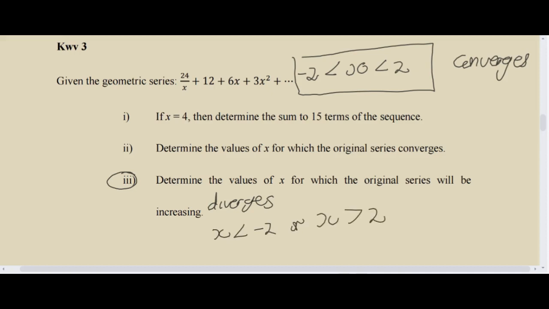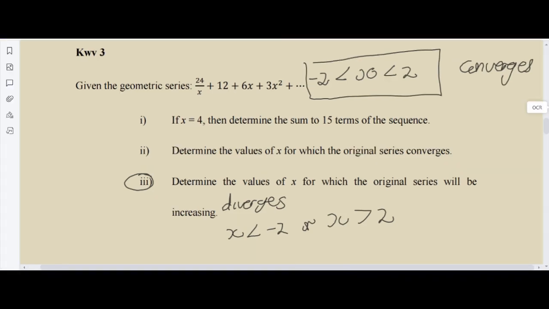Right, so if x is not an element of -2 to +2, that means x is less than -2 or x is greater than +2. So these are the values of x for which the original series will be increasing, right? Okay, so if we were to substitute a number that is greater than 2, let's say we substitute x as 3, for example, then this is what we would observe.